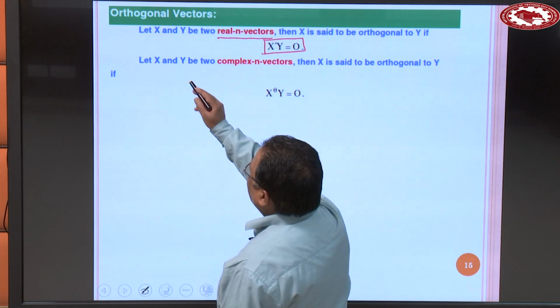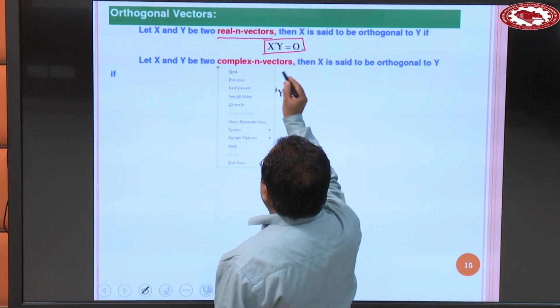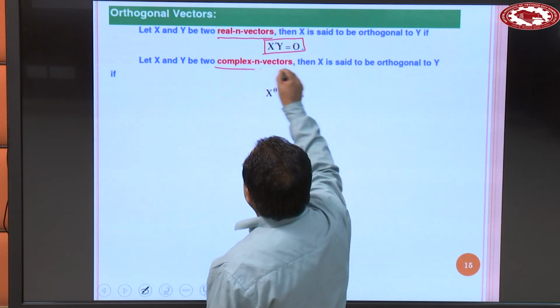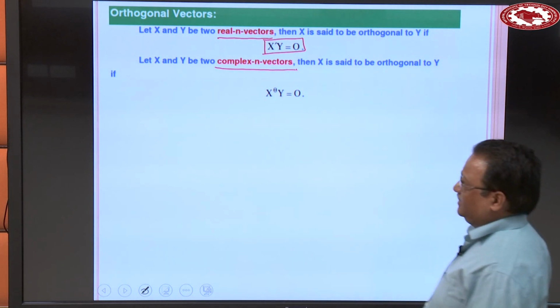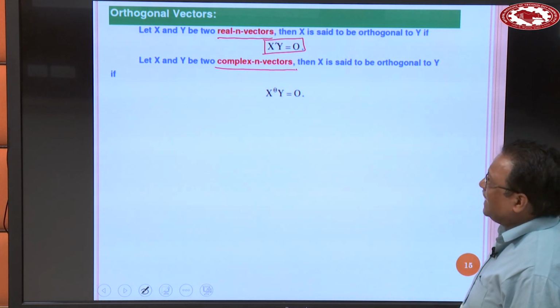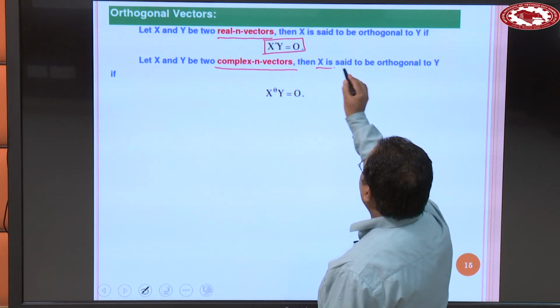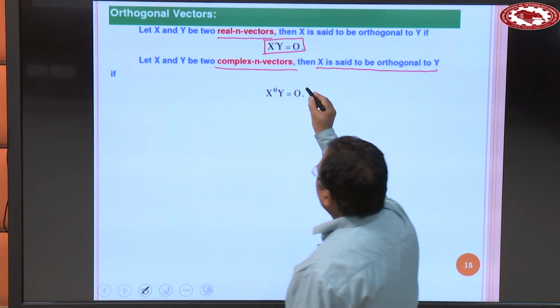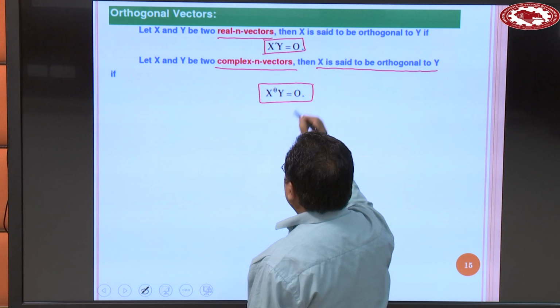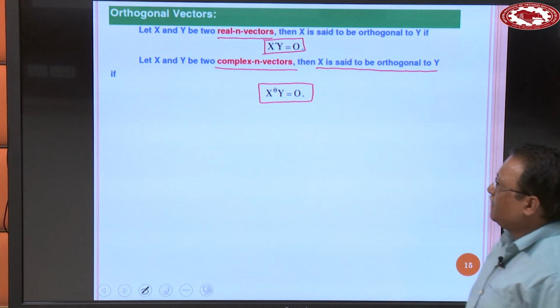Now let x and y be two complex n vectors. Then x is said to be orthogonal to y if x theta y is equal to O.